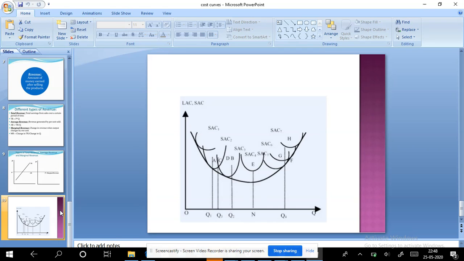It is a summation, or an addition, of all the short run average cost curves.